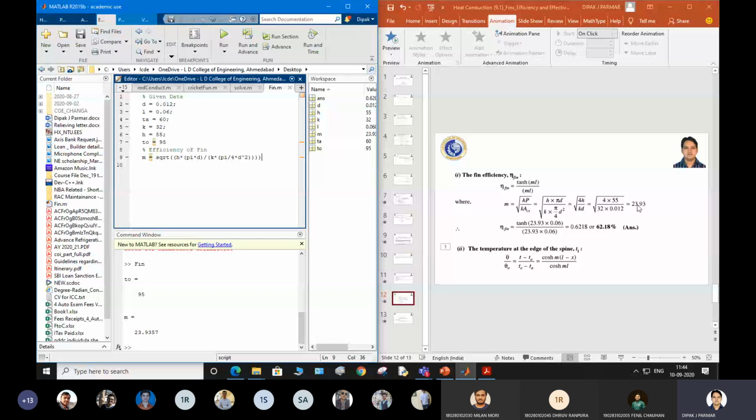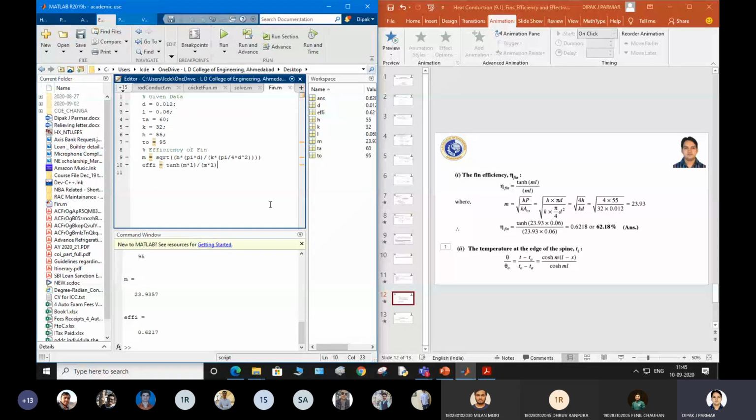The m we have calculated is 23.93. The same value we are getting here. So the first task we have completed: m is calculated. Now the efficiency of the fin. So I am writing efficiency. The efficiency equation is tanh of m times L, which we have already calculated, divided by m times L.